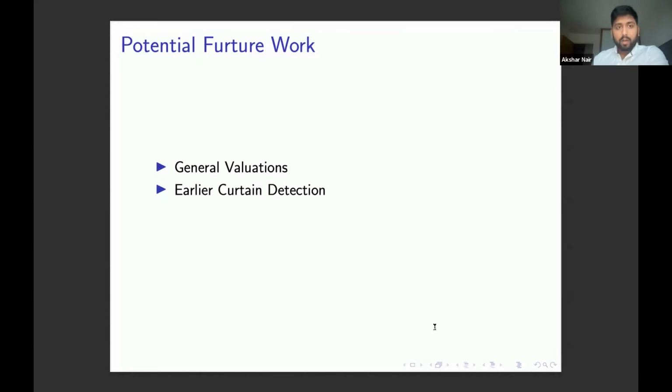The second potential future work is trying to detect curtains earlier. So, investigating the approaches mentioned in Brown-McCallum's recent publication of detecting curtains in the projection phase, as compared to the lifting phase that we're doing. And also looking at further implementations of Brown-McCallum's single equational constraint and multiple equational constraint.